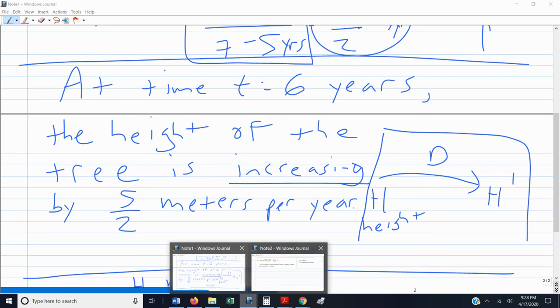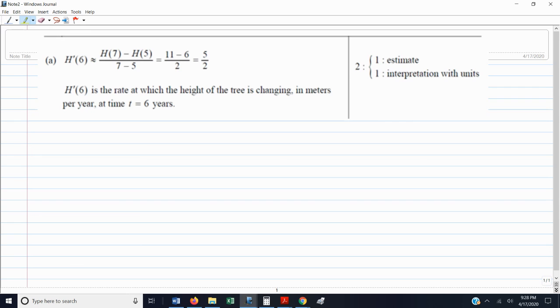So let's look at the rubric for this. The first point, as I said, was the estimate. If you can get 5/2, you've got that point. The second point, again, is that challenging interpretation, needing the woo-woo statement and all the pieces of that woo-woo statement in order to get that point.